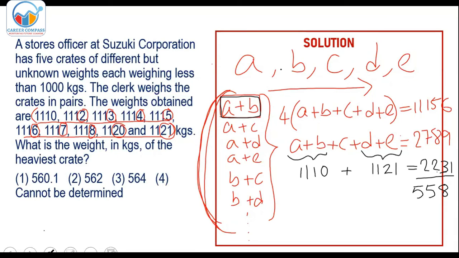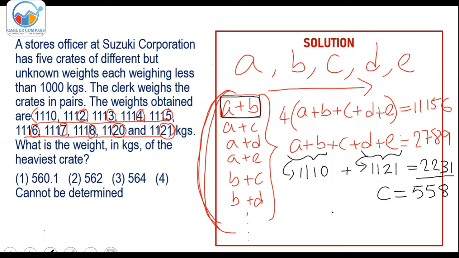I said A plus B will correspond to the lightest of the pairs. D plus E will correspond to the heaviest of the pairs. And hence, you can assign A plus B as 1110 and D plus E as 1121. So if you find the difference, then you will find the value of C as 558.